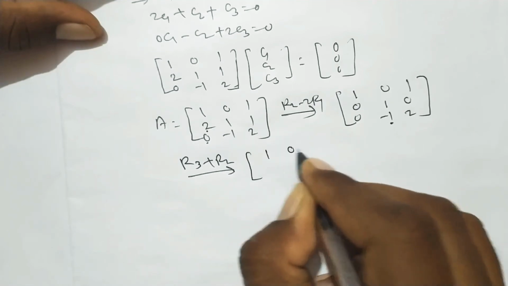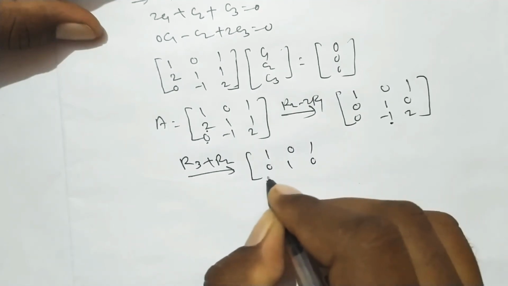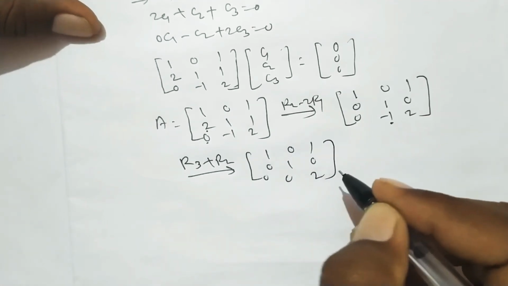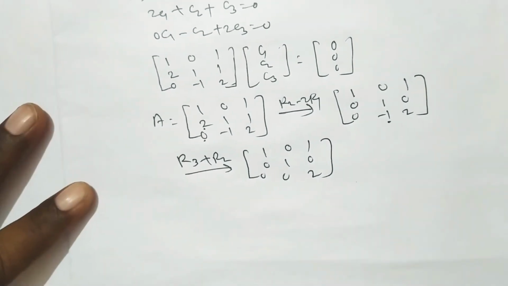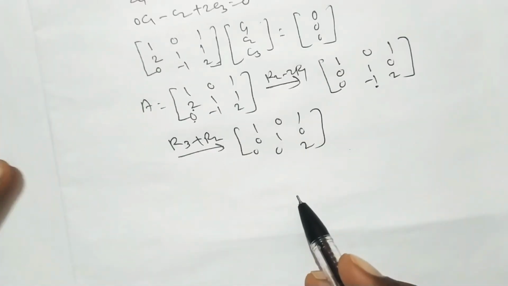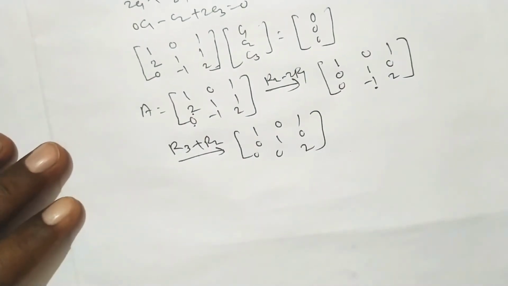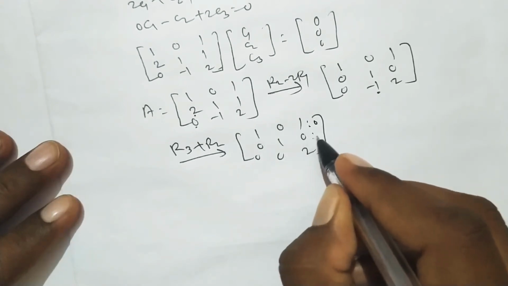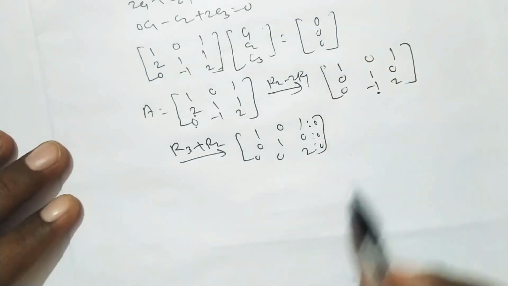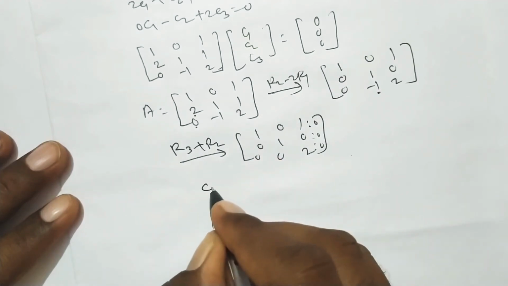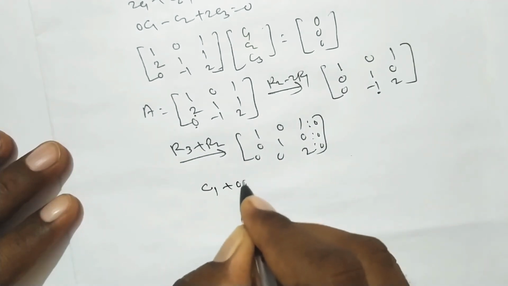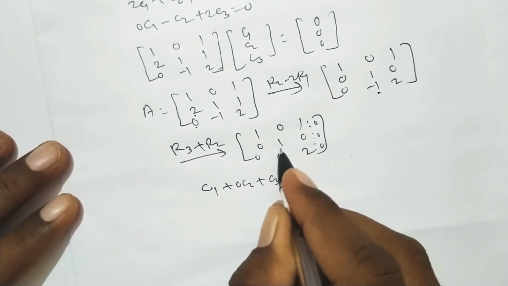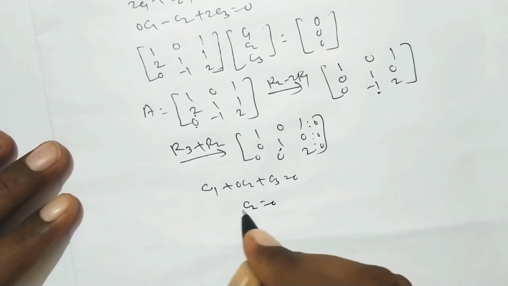So R3 becomes R3 plus R2: 1 0 1, 0 1 0, 0, minus 1 plus 1 is 0, and 2 plus 0 is 2. So the rank of A is equal to 3, equal to the number of unknowns. So this system has a unique solution, and we know that the unique solution is the zero solution. Or, if we write the augmented matrix, the last column is 0 0 0 because the matrix is homogeneous. So using this we can write the system of linear equations again: c1 plus 0 c2 plus c3 equal to 0, and from this we can write c2 equal to 0.